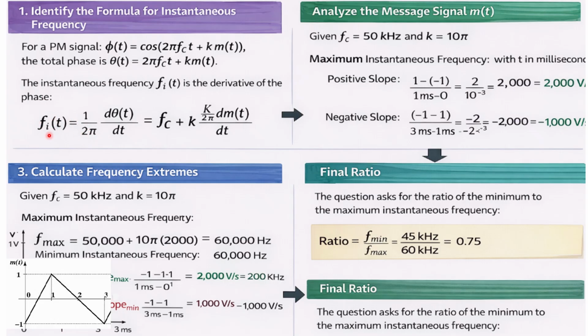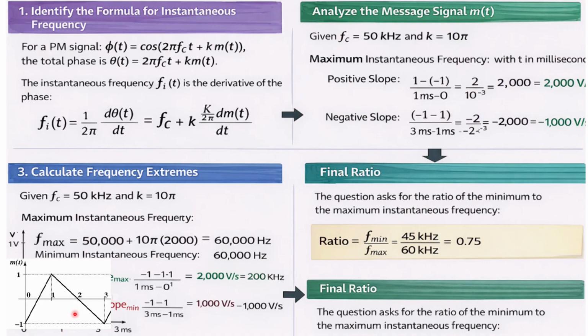So f instantaneous is equal to 1 by twice pi, d theta by dt. So it will be equal to fc plus k of dm(t) divided by dt, and definitely k is there. So 1 by twice pi will also be added here, right? Now the question is, what will be the maximum and minimum slope?